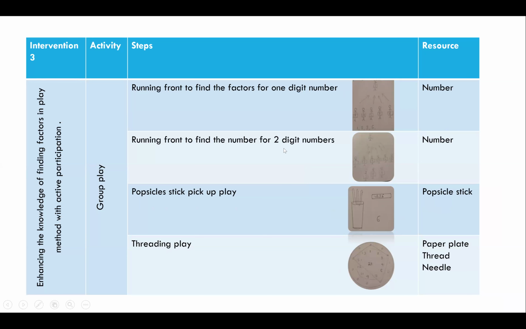The second one is for the 2-digit numbers. And the other activity is the popsicle sticks pick-up play. The other one is the threading play. On a paper plate, I will be writing a number in the middle and some numbers around. The group members have to thread the numbers.